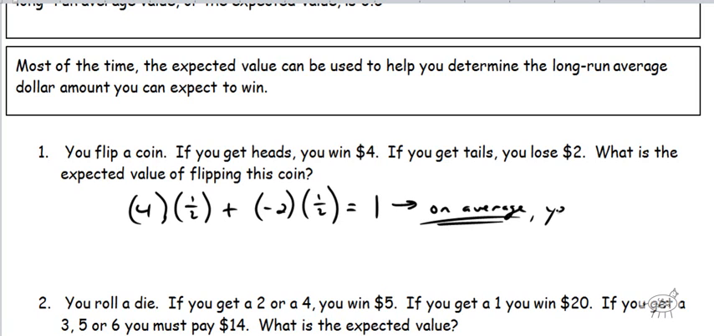So the meaning behind this is, on average, I like to use the words on average, you will win $1 for every flip. On average. Because if I play the game one time, I'm certainly not going to win $1. It's impossible. I'm either going to win $4 or I'm going to lose $2. But if I keep playing and playing, if I play it 50 times, on average I'm going to win $1, so I should have $50 in my hand after playing it 50 times.